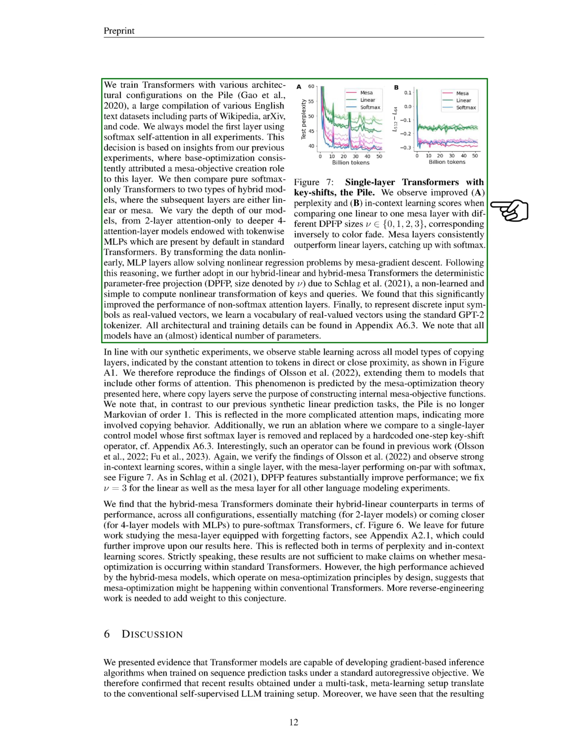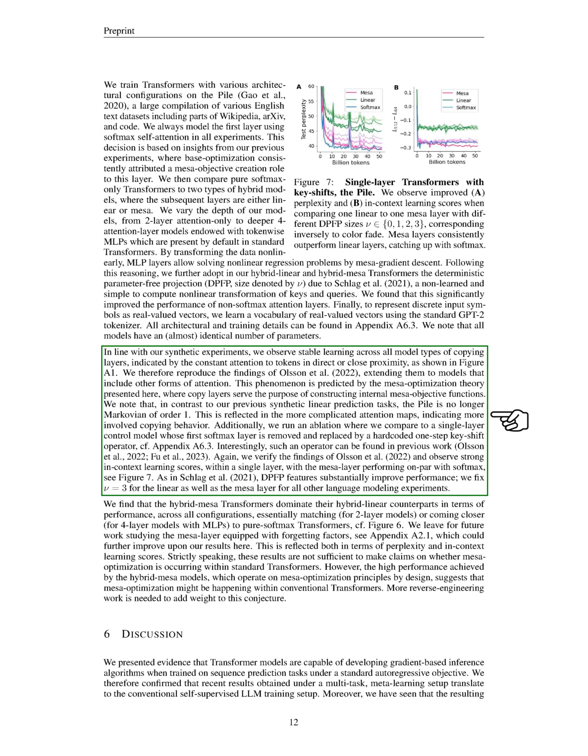By transforming the data nonlinearly, MLP layers allow solving nonlinear regression problems by mesa gradient descent. We also adopt in our hybrid linear and hybrid mesa transformers a deterministic parameter-free projection, a simple-to-compute nonlinear transformation of keys and queries. We found that this significantly improved the performance of non-softmax attention layers. To represent discrete input symbols as real-valued vectors, we learn a vocabulary of real-valued vectors using the standard GPT-2 tokenizer. All architectural and training details can be found in the appendix. We note that all models have an almost identical number of parameters.